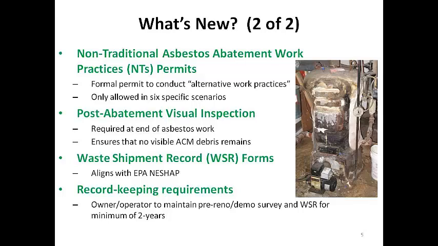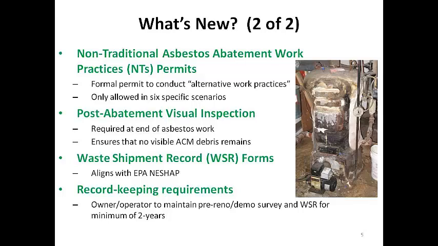The waste shipment record is another example where the revised regulation incorporated an existing EPA NESHAP requirement. All shipments of asbestos-containing waste material, or ACWM, must now be accompanied by a waste shipment record that conforms to a template posted on the MassDEP Asbestos website.